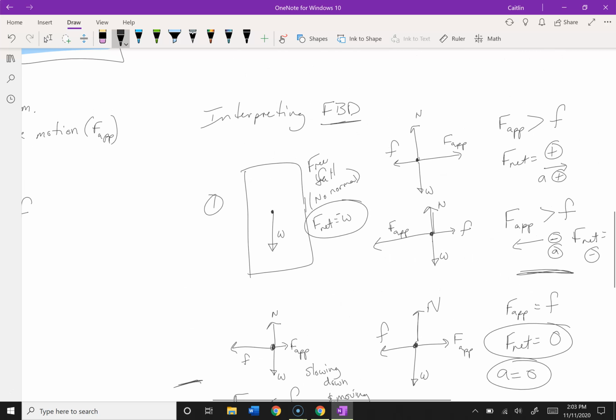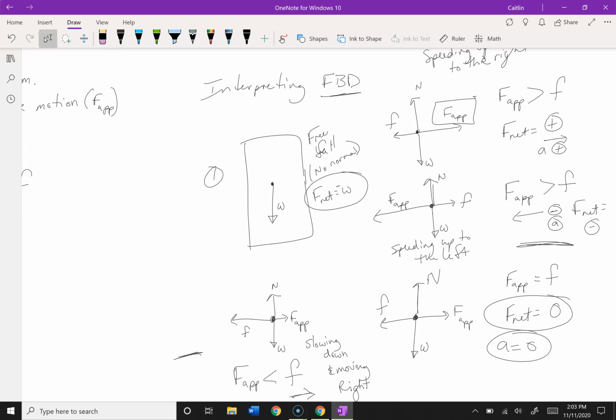Over here, the object is speeding up to the left. Up here, we have the object is speeding up to the right. So remember that F applied tells you the direction of motion as well as can help you identify the acceleration when it's plugged in for F net.